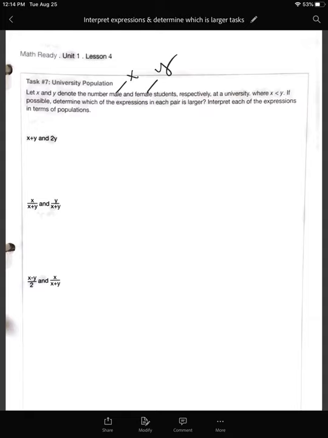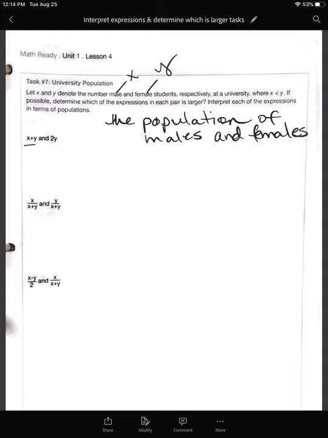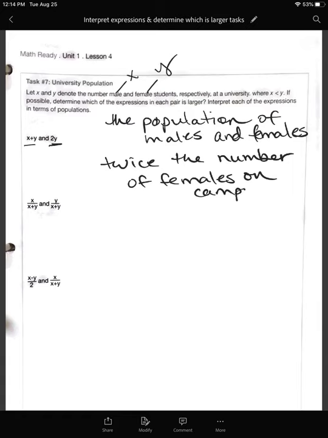Well, if X is male and Y is females, then if you interpret that in terms of population, that would be the population of males and females, because you're adding both of them together. 2Y, if you were to interpret it, that is twice the number of females on campus or at that university. So that's how you can interpret those.